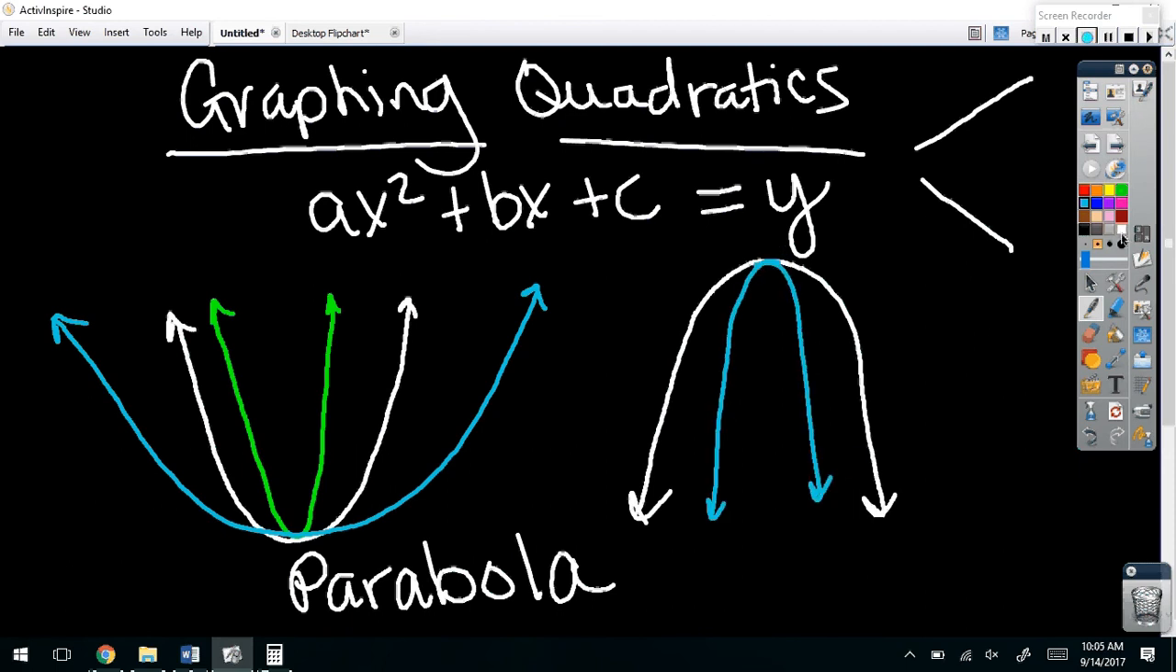The different colors are different parabolas. You'll graph one at a time. I'm just telling you, if you look at more than one, it's not a parabola. So I'm going to teach you how to graph these, okay? Now, a couple of important things about a parabola. Let me draw an example, and this will apply.